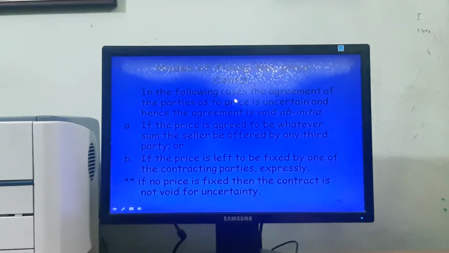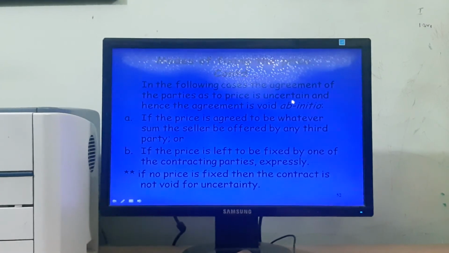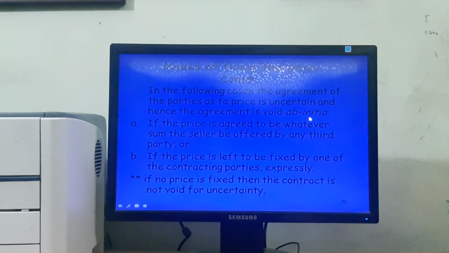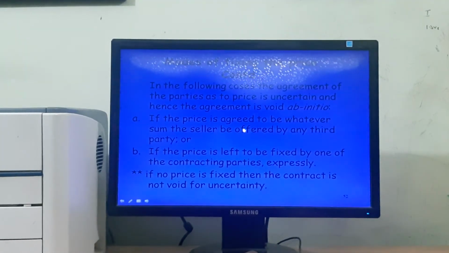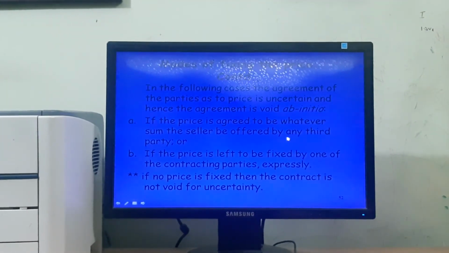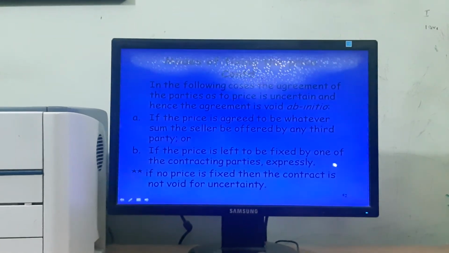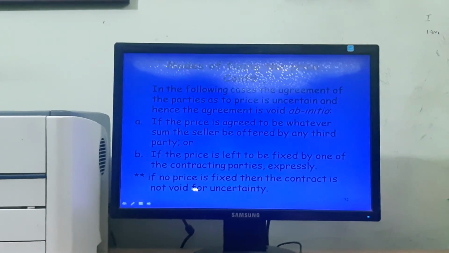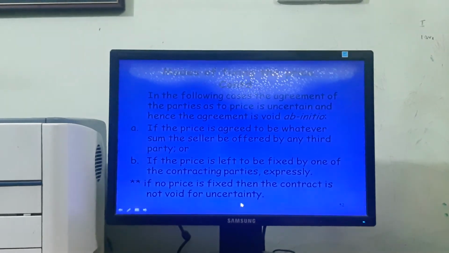However, in the following cases, the agreement of the parties as to price is uncertain, and hence the agreement is void ab initio, that means void from the beginning. Such as, if the price is agreed to be whatever sum the seller be offered by any third party, or if the price is left to be fixed by one of the contracting parties expressly. And if no price is fixed, then the contract is not void for uncertainty.